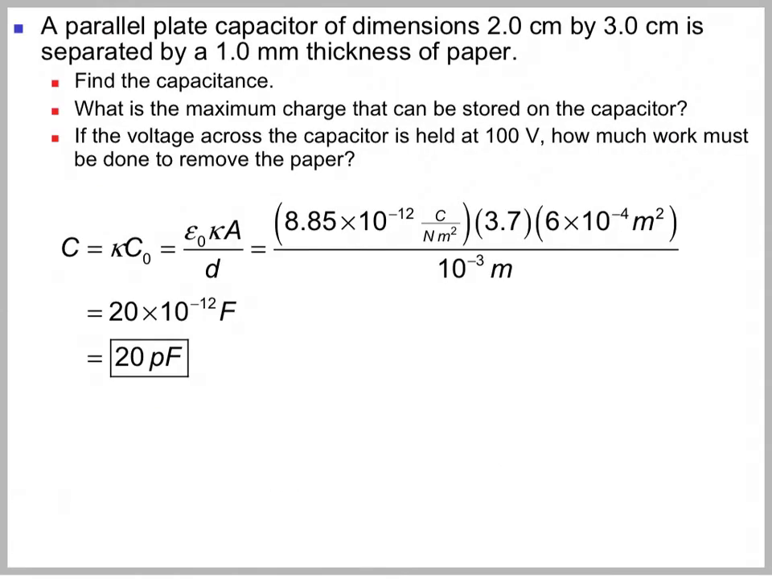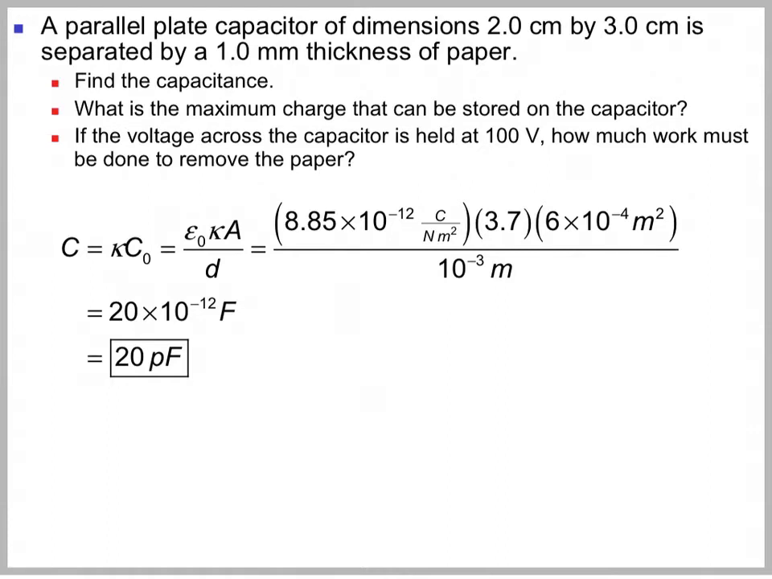So first, what's the capacitance? Well, it's a parallel plate capacitor. The capacitance is going to be kappa C naught, where C naught is epsilon naught A over D. It's the standard equation for the capacitance of a parallel plate capacitor.